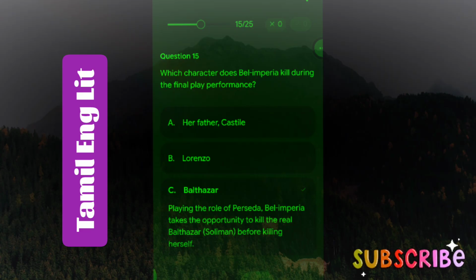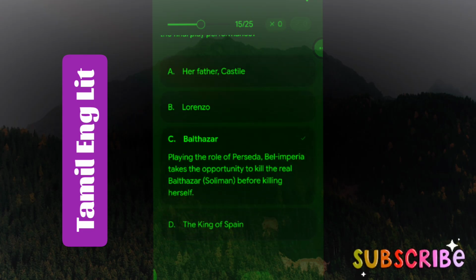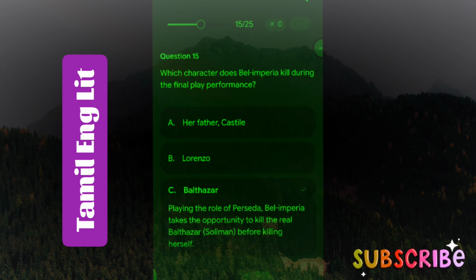Which character does Bel-Imperia kill during the final play performance? Balthazar. Playing the role of Perseda, Bel-Imperia takes the opportunity to kill the real Balthazar, who plays Soliman, before killing herself.